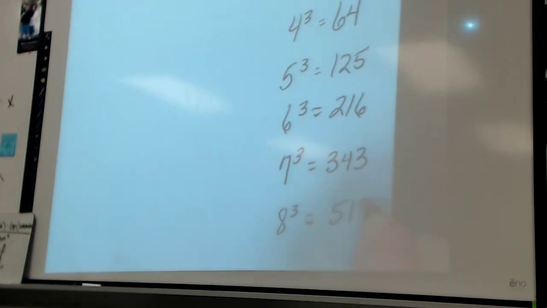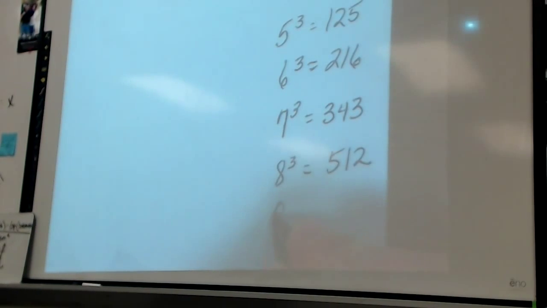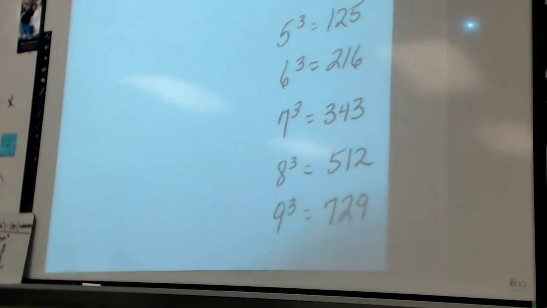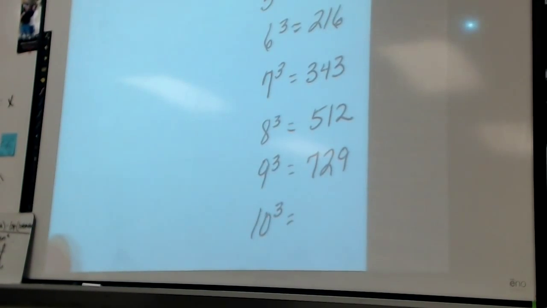512. 9 cubed, 9 times 9 times 9. That would be 81 times 9. 729. 10 cubed, 10 times 10 times 10. We should be able to get that one. 200.